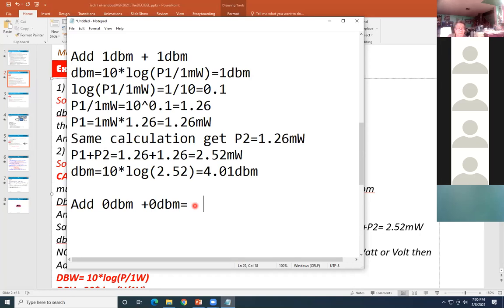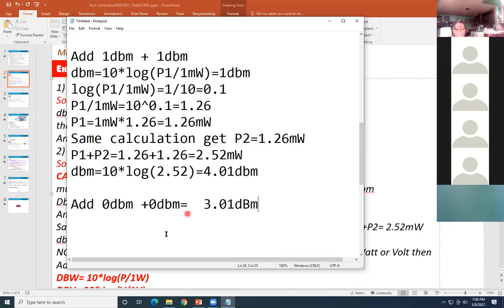I know the answer, so I'm not going to say it. Let somebody else. I think 3 dBm. 3.01. So you get 3.01 dBm, right? You can't do it. Engineers and technicians normally just round it off to 3 dB.